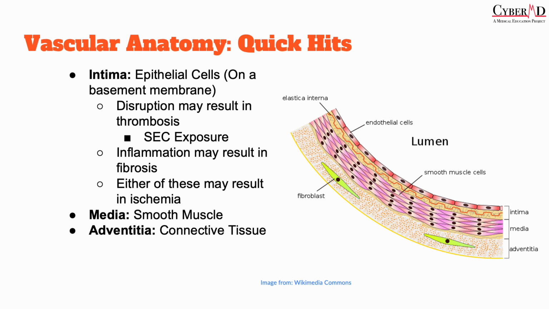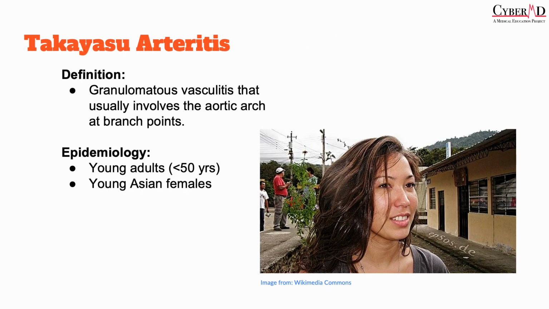Disruption of the intima, those epithelial cells, can lead to thrombosis or the formation of blood clots due to exposure of the subendothelial collagen, which can obstruct blood flow and lead to tissue ischemia or oxygen deprivation distal to the site of that obstruction. Additionally, chronic inflammation of the cells composing the vasculature may result in fibrosis, which may also lead to ischemia as the lumen of the vasculature narrows.